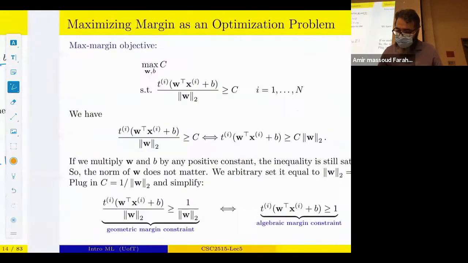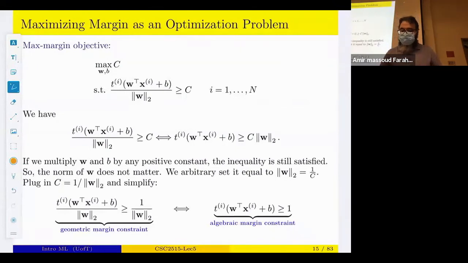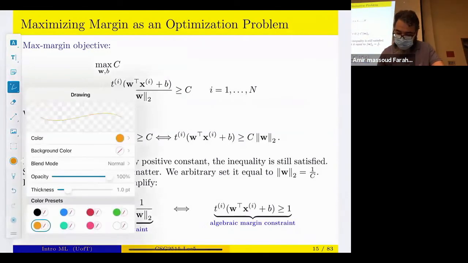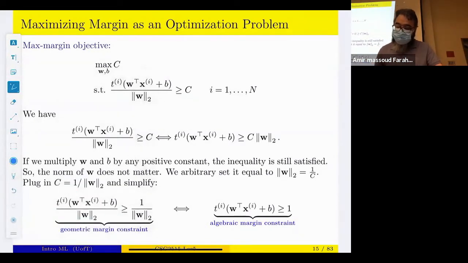Okay, so maybe I go to this stage, and that clears a few slides. Okay, so this was the objective that we had. We maximize C, the margin, such that the constraints, the distances, or the margin of each point, is larger than C, and we find the maximum value of C.